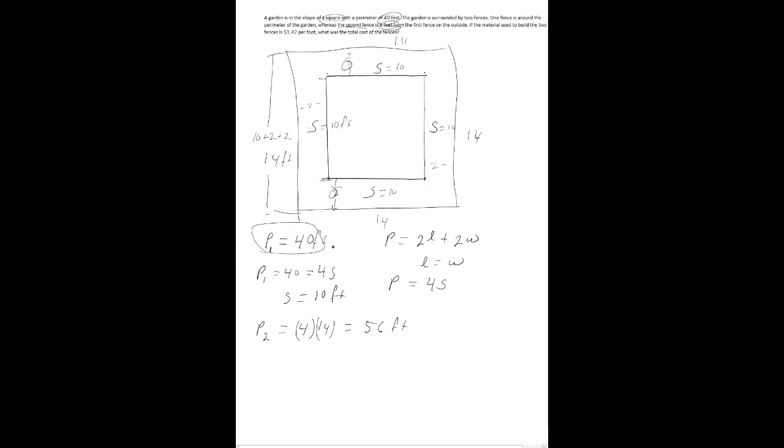So how much fence are we going to have to buy? We're going to have to buy enough fence to go around both of them. So the total fencing we need is going to be equal to the perimeter of 1 plus the perimeter of fence 2, which is equal to 40 feet plus 56 feet. So the total fencing we're going to need is 40 plus 56, that's 96 feet. So that's our total fencing.